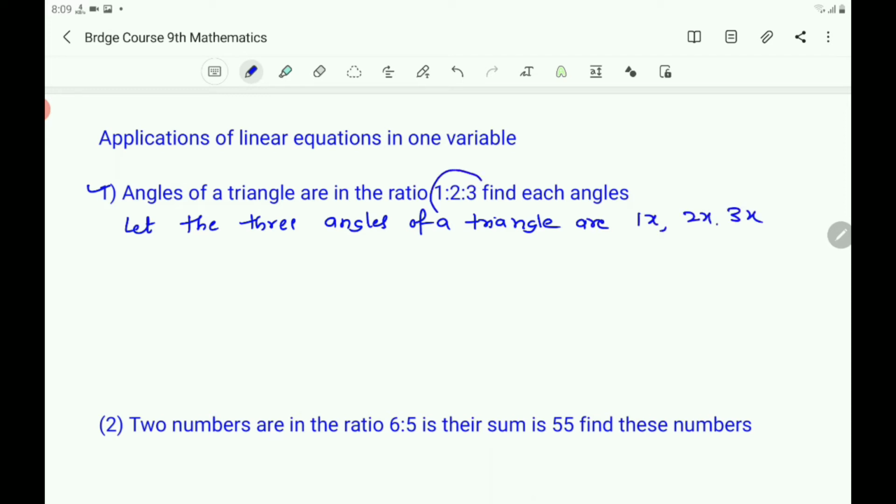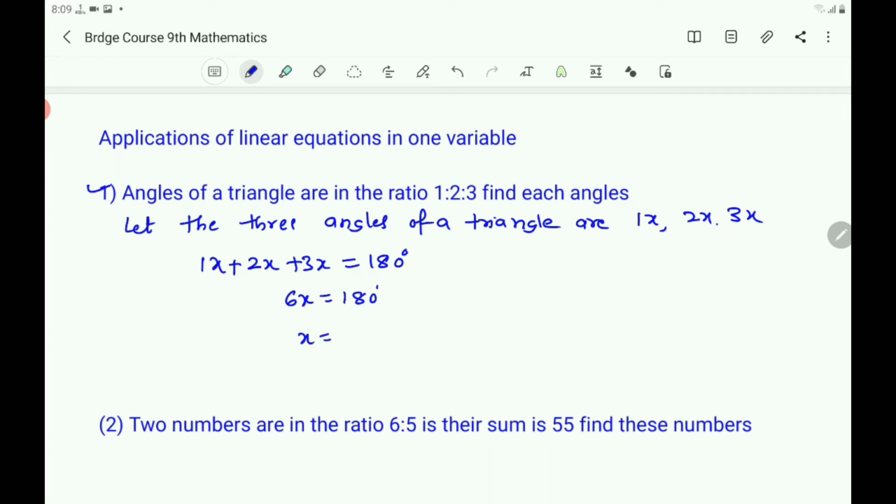Why do you have to take this? The ratio is 1:2:3. And you know their sum. What is their sum? 1x plus 2x plus 3x. How much do we have to take? We have to take 180 degrees, because the sum of the three angles of a triangle is 180 degrees. Then what is the sum of these three? 1x plus 2x plus 3x is 6x equals 180 degrees.